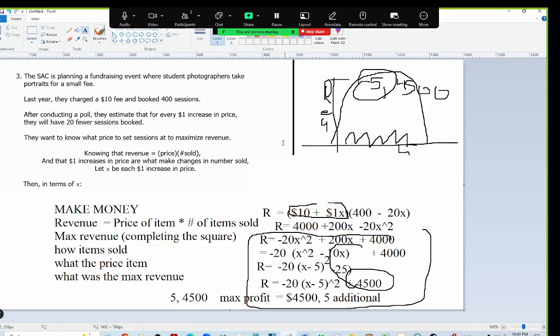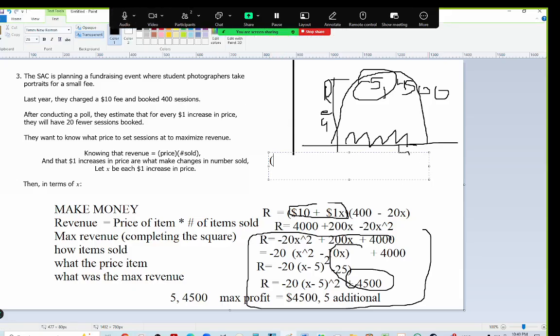So therefore, I remember I adjusted my price as 10 plus 1x. Therefore, $10 plus 1 times 5 is $10 plus 5, $15. That's my new price. The original sessions was 400 minus 20x. I know that the x value for my vertex is 5, so it becomes 400 minus 100, 300.